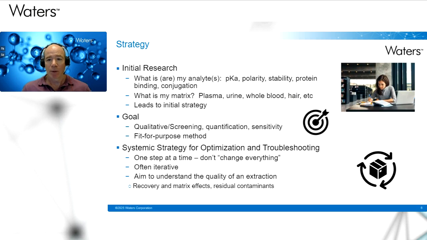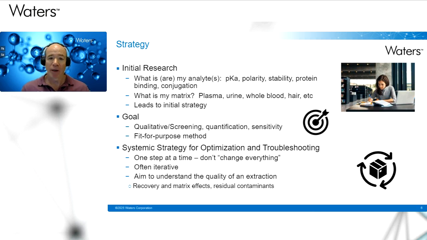So the first thing I want to talk about is a strategy. When we have a new method or we have to optimize an old one, we don't just start doing things. One of the important things is our initial research. I'm developing methods. What is the analyte that I'm looking at? What's its pKa? How will it behave under different pH situations? Is it polar? Is it non-polar? Is it stable? Do I have to worry about that? Is it generally protein bound, especially in whole blood or plasma? If it's in urine, is it subject to secondary conjugation?